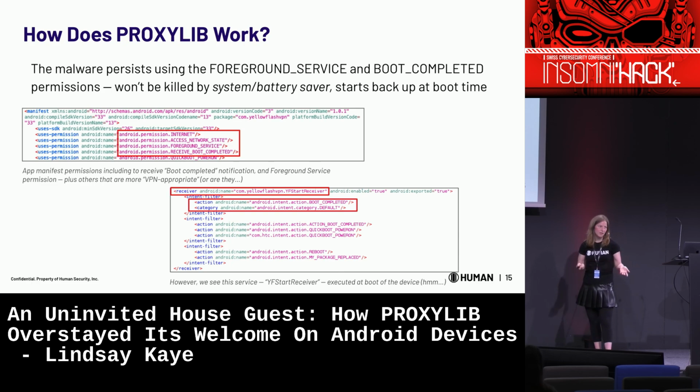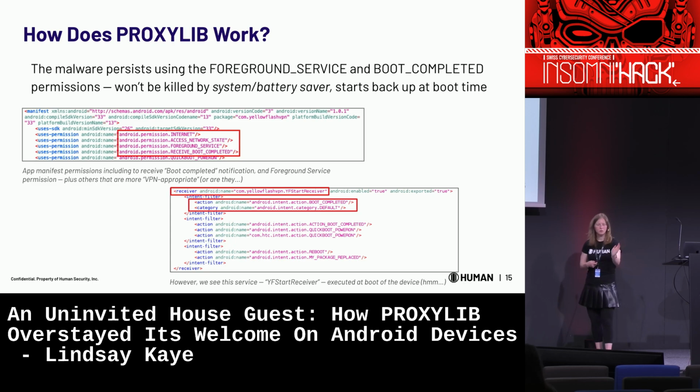So one way that Android malware can persist is using a combination of two different permissions, foreground service and boot completed. This means that it won't be killed by the system or battery saver. So if it goes to the background, it can't be killed, and it will start back up at boot time. So your device goes off, it comes back up. When you're thinking about a VPN application, that's not necessarily something you want always on or starting up at boot time. So a little suspicious there of why it's behaving this way, but we'll keep going on.